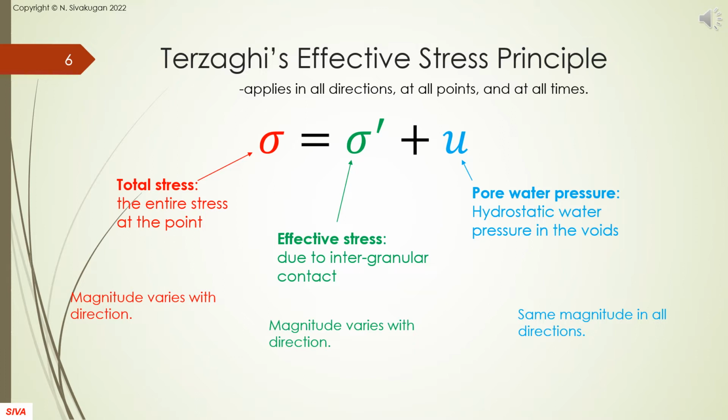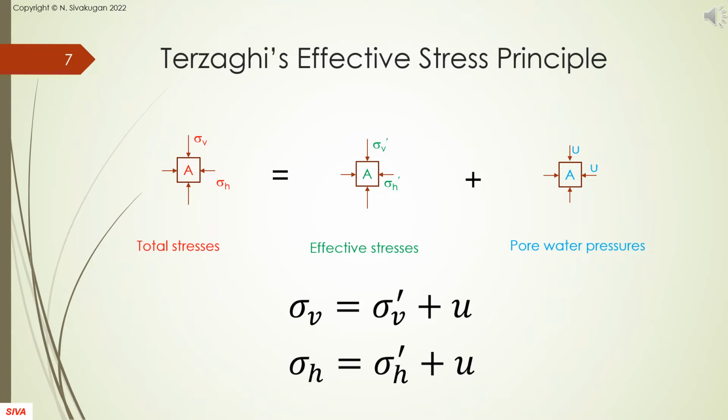While the pore water pressure is the same in all directions, the total and effective stresses vary with directions. At all points within the soil and at all times, total stress equals effective stress plus pore water pressure. This is known as Terzaghi's effective stress principle. Terzaghi's effective stress principle is applicable in any direction. Here, we have applied this vertically and horizontally.